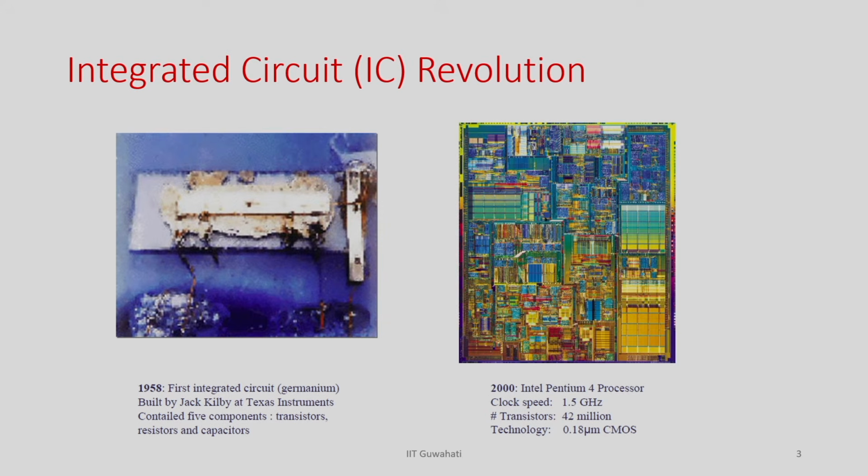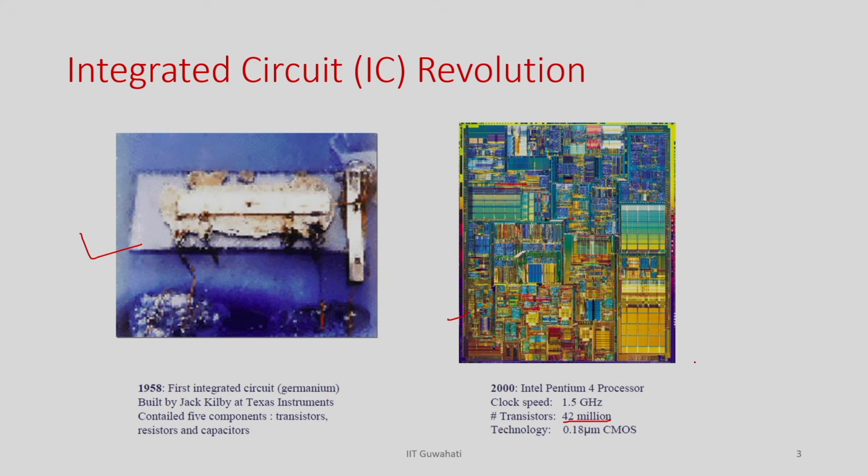Let us go back to the time 1958 when the first transistor was built. This picture is shown there. This was the first transistor built at TI. You can understand the size of this transistor. And this picture is 20 years old: a Pentium 4 processor which consists of 42 million transistors. You can understand this revolution.